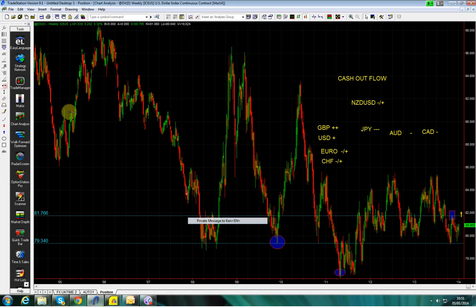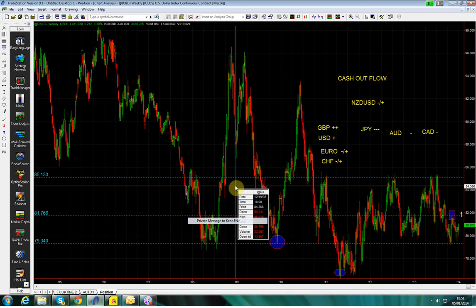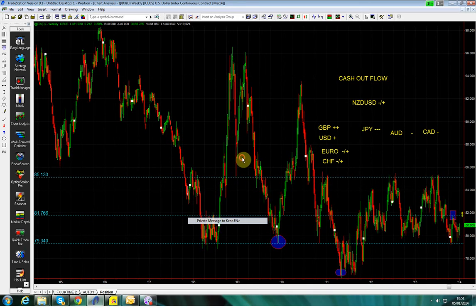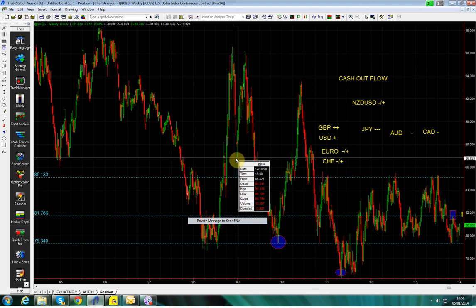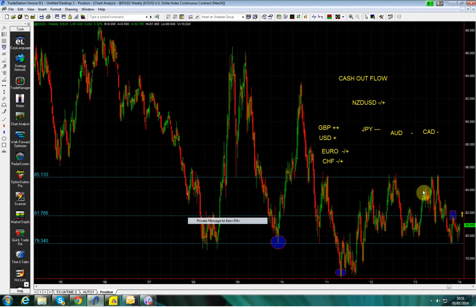And the next key structure point for the US dollar would be 85.33. As you can see, this has been a predominantly very strong area of resistance, and it was also the structure area over here. So if we take this as the structure point, which is 85.13, where we take the bottoms as the structure point, this would be the key for us: once we break above 85.13, that would be the beginning of a dollar bull market.